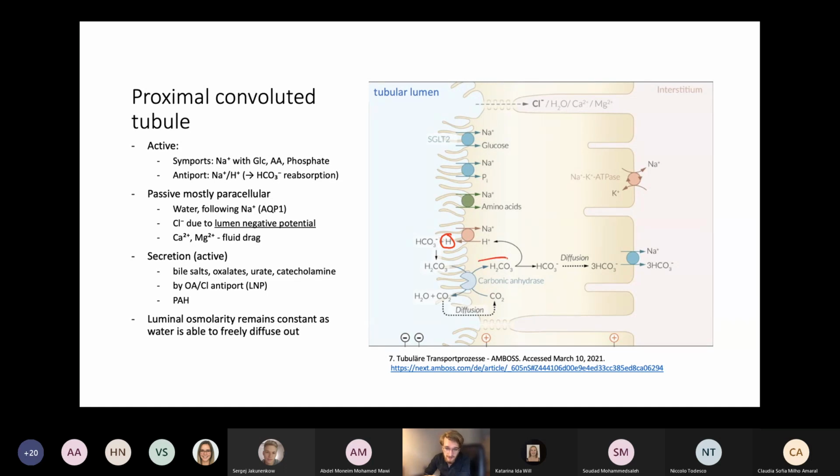The proton that is formed in the process will be transported back out into the tubular lumen, and the bicarbonate, through a sodium bicarbonate symport, will be moved back into the interstitium. And this is the mechanism how most of the bicarbonate is reabsorbed in the tubule. Bicarbonate reabsorption without the secretion of protons does not work. The secretion of protons is absolutely crucial for it to function.